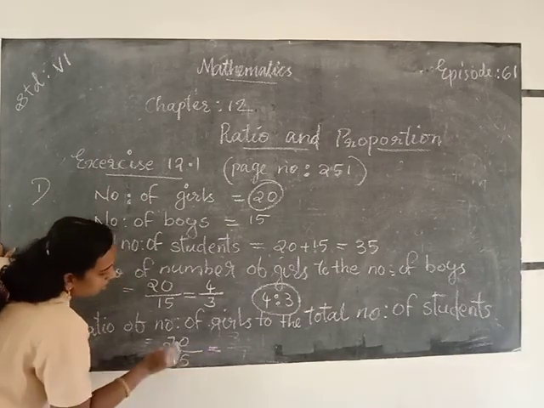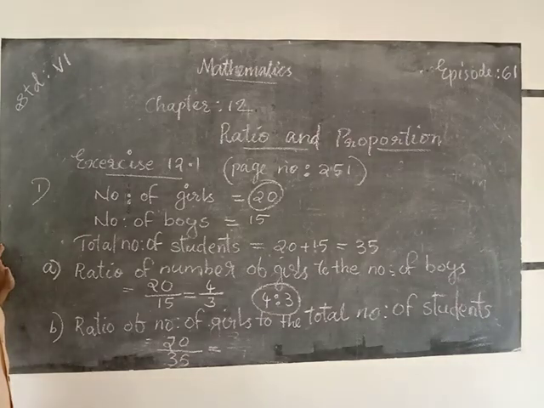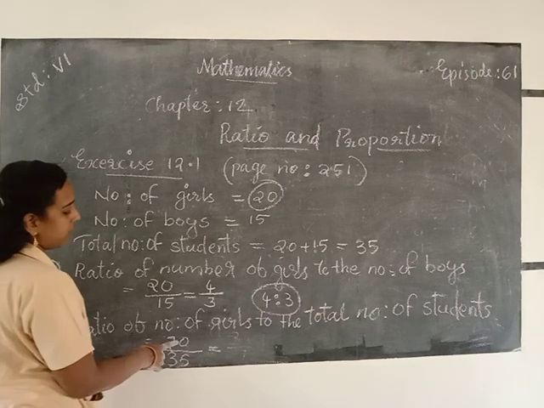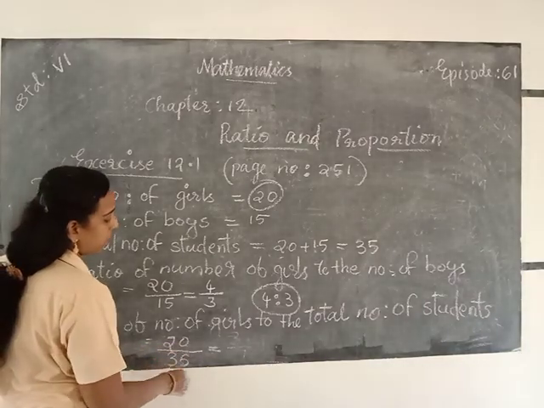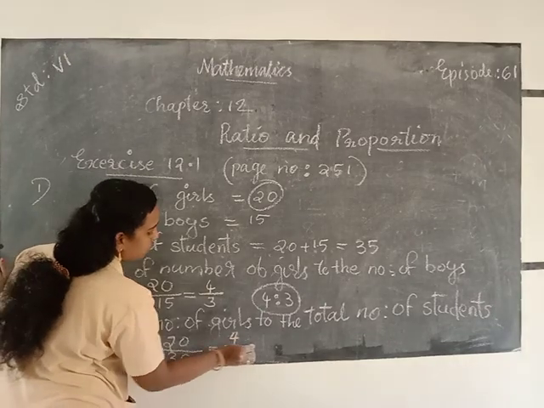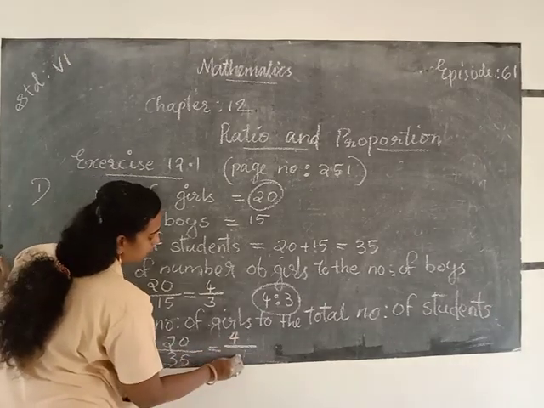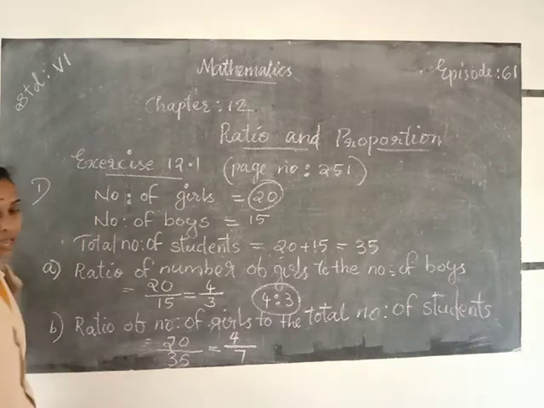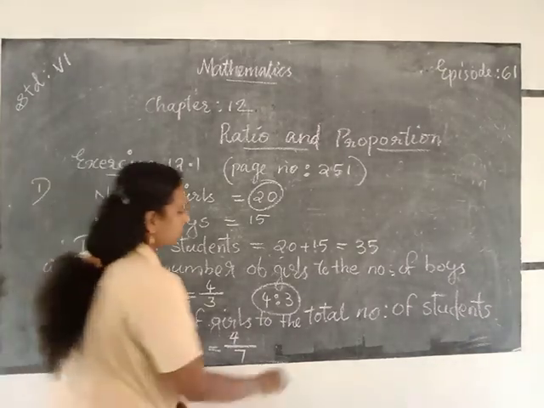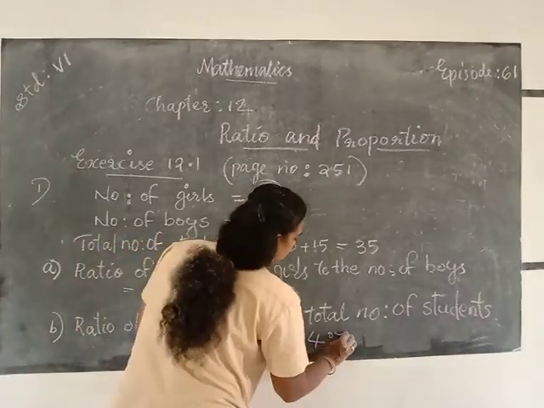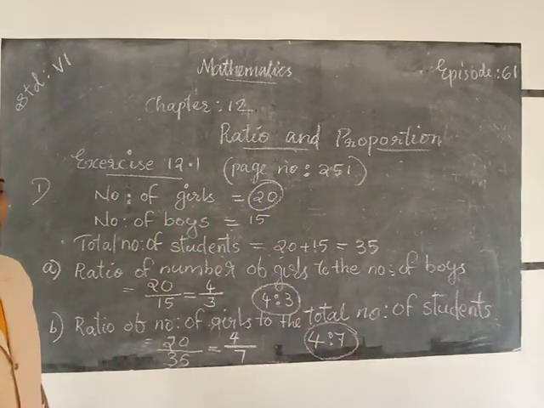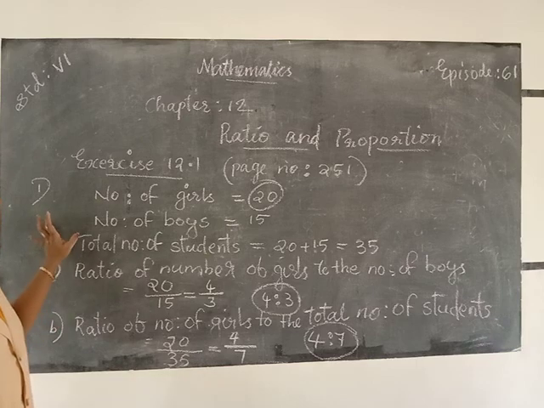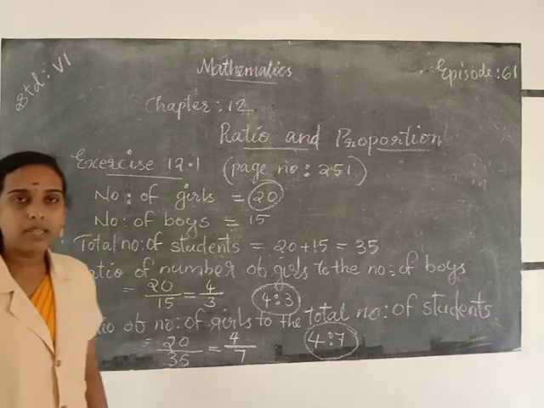The common factor in 20 and 35 is 5. So divide the numerator and denominator by 5. 20 by 5 gives 4, since 4 5s are 20, and 35 by 5 gives 7, since 7 5s are 35. So the required ratio is 4:7. This is the answer to question number 1 in exercise 12.1.